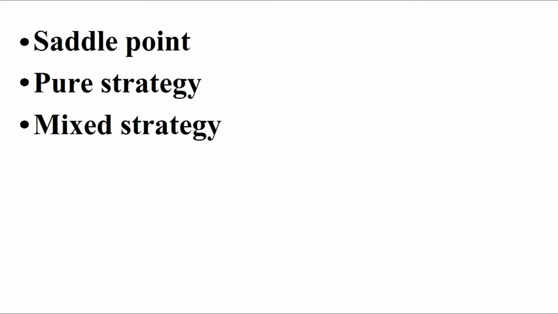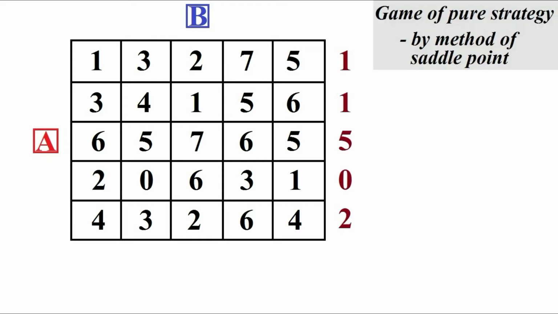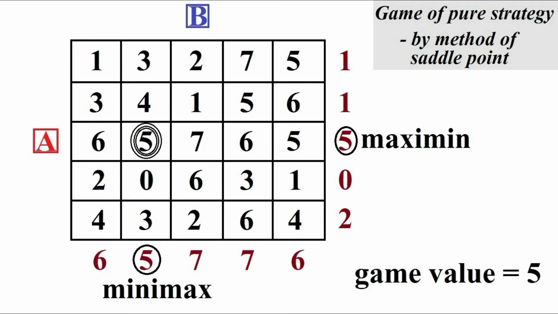Now the final discussion, how these three terms are related to each other: saddle point, pure strategy, and mixed strategy. Let's see. This is a given game matrix of pure strategy. And now we are going to apply the concept of saddle point in this game. First thing, minimum of each row. So this is maximin. And then maximum of each column, and this is minimax. So the intersection is the saddle point, and our game value is 5 for the given game matrix.